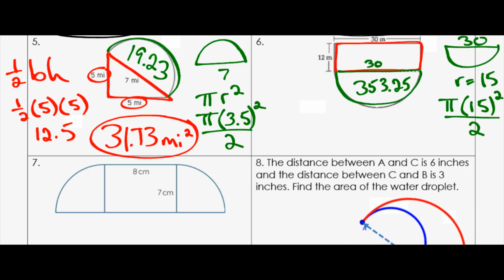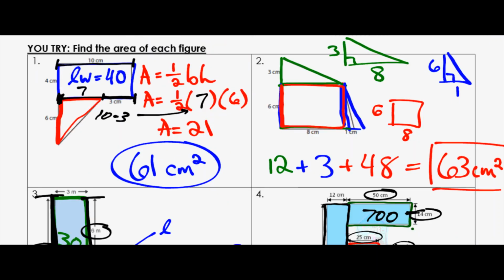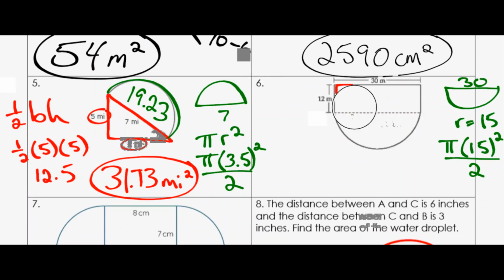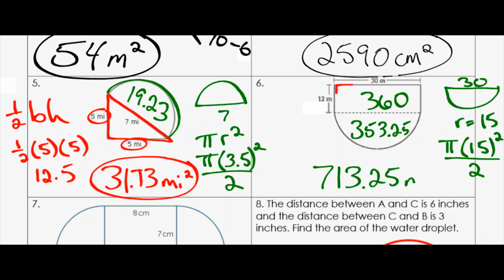Plus whatever the area of that red rectangle is. So I'm going to do 30 times 12, that's length times width. That is 720. Sorry, that's not 720. That's 360. Sorry, so 353.25 and 360. Sorry about that. That should be 360 for the area of the rectangle. And then I can put those two together for a total of 713.25. And we're talking about meters squared because we're talking about area.